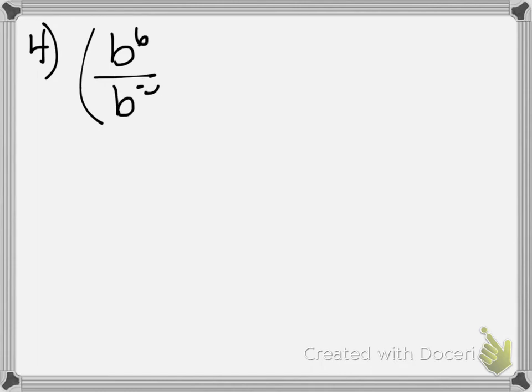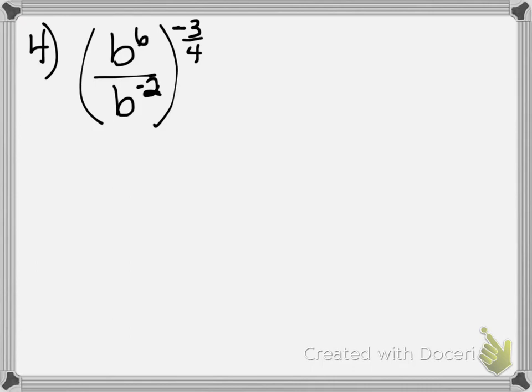So let's go to our number 4. So number 4, I have b to the 6th power over b to the -2 power, all raised to the -3/4 power. So you can approach this one of two ways. I'm going to show you both.